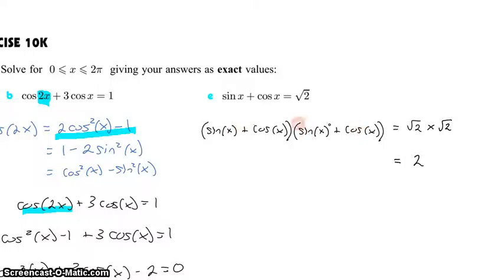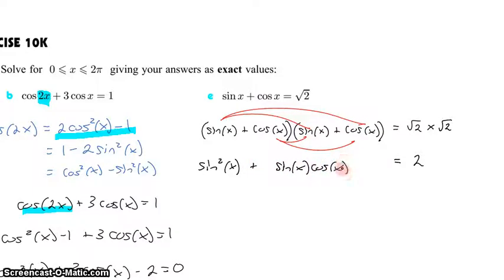But I can also FOIL what's in here. Sine times sine. So first, outer, inner, last. Sine times sine is sine squared of x. Outer is sine times cosine, so plus sine of x, cosine of x. Inner is cosine of x times sine of x, which is the same thing, because you can do multiplication in any order. So what I have is 2 of these. And then finally, last, cosine of x times itself is cosine squared of x.